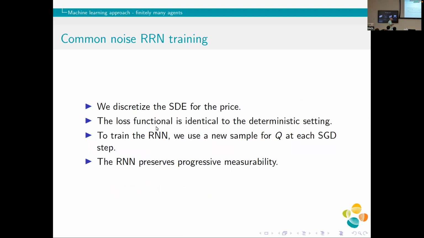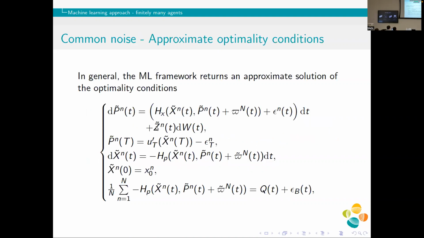So in the case of common noise, the way that we do is we train it like in the deterministic setting, except that for every gradient descent step, we discretize this SDE, and then we use a new sample for our supply in every gradient descent. And as I mentioned before, it preserves automatically progressive measurability, so we are not forward-looking in this case.